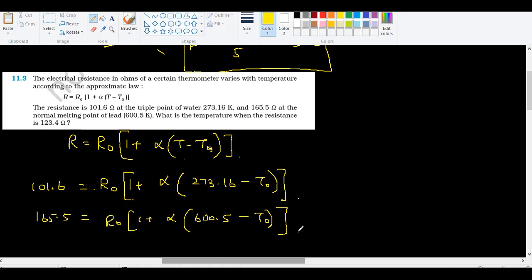So in this particular case, I will be getting 1, 2, 3, so it will be 3 unknowns, but I have only 2 equations. In that kind of situation, what I can do is take one of the given data as the resistance for R naught and T naught.